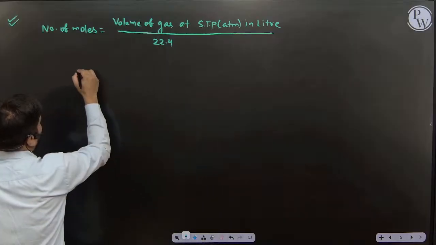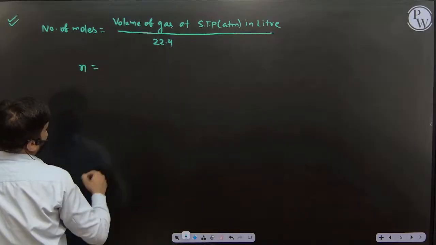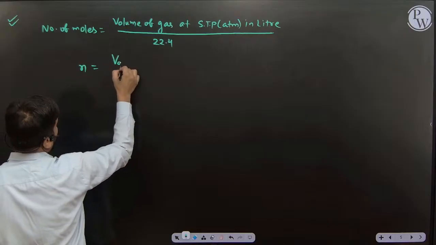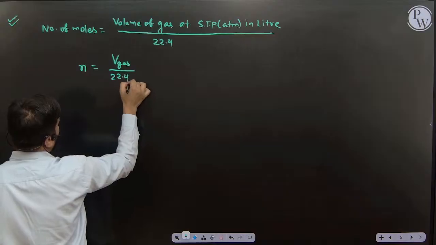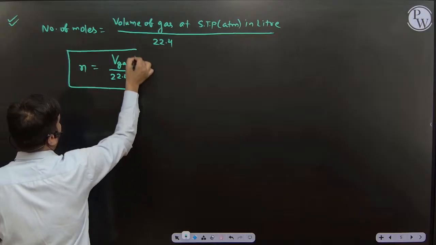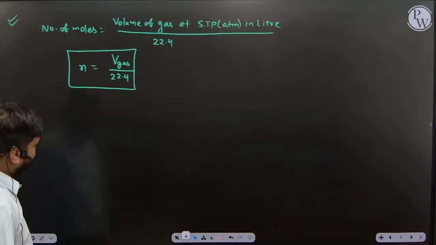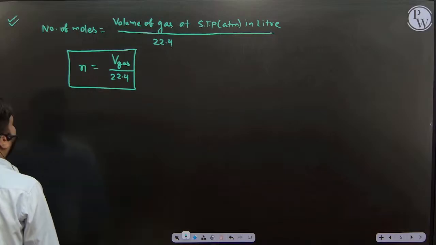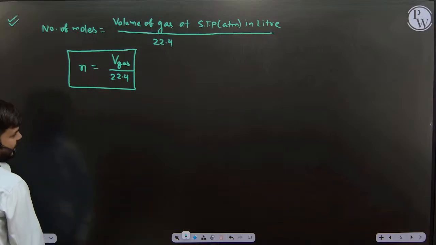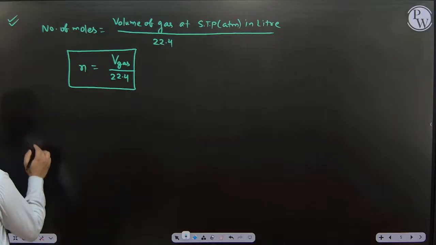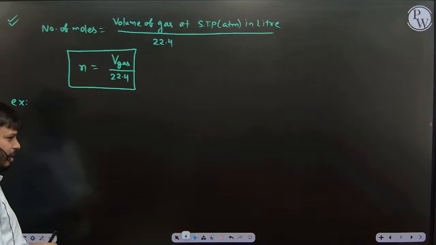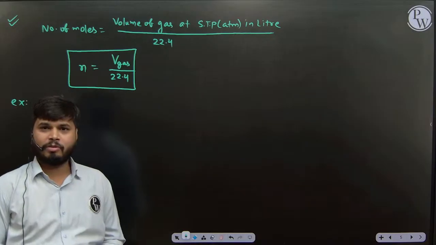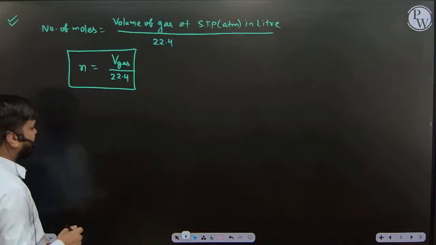The short form we can write: number of moles is equal to volume of gas in liter divided by 22.4. So from this formula we can easily calculate the number of moles of the gas, assuming it is an ideal gas. Okay, now let's talk about one example to understand this formula, then we will proceed to the other examples.